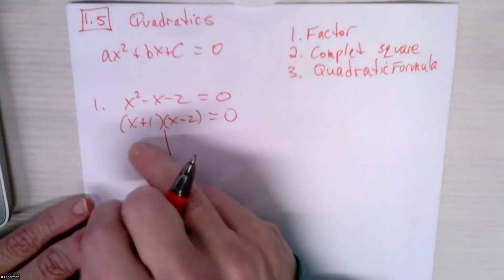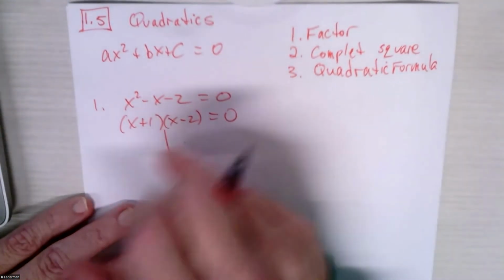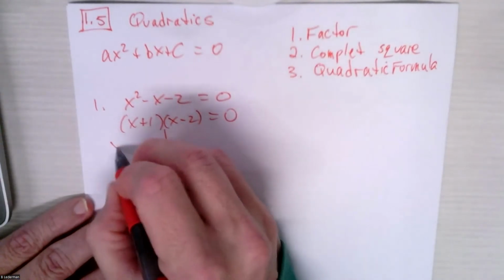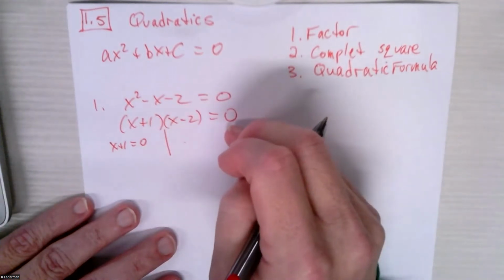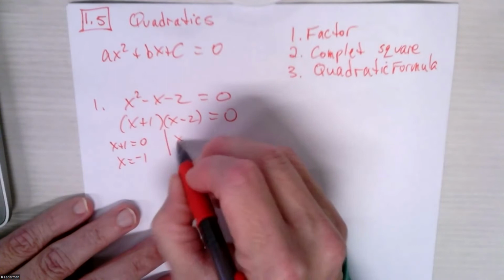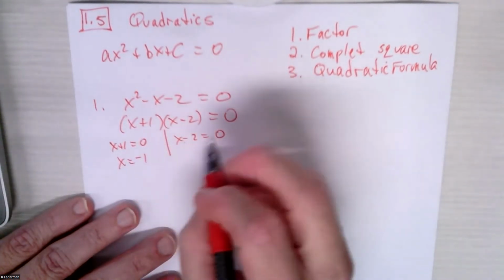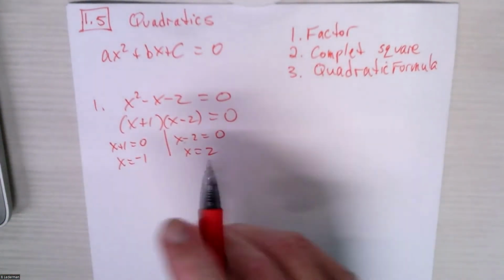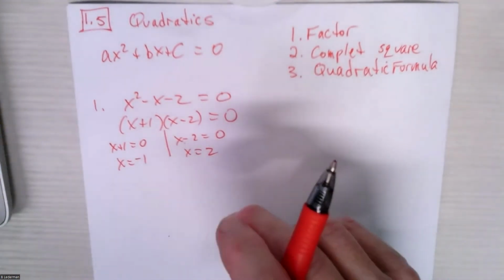And I set each factor equal to 0. Now the idea is that if two things multiply out and wind up equaling 0, either one or both of them have to equal 0. So if x plus 1 equals 0, that's going to make the product equal 0. Well, that'll happen when x equals -1. And if x minus 2 equals 0, that will also make the product equal 0, and that happens when x equals 2. So I have two solutions, two zeros, if you will, of this quadratic equation.